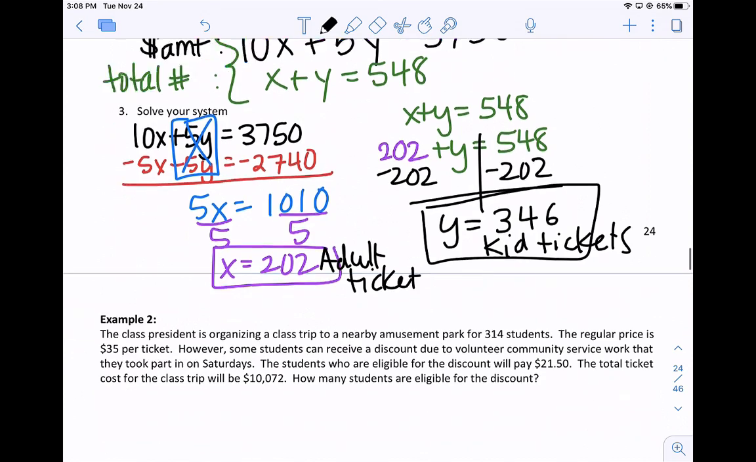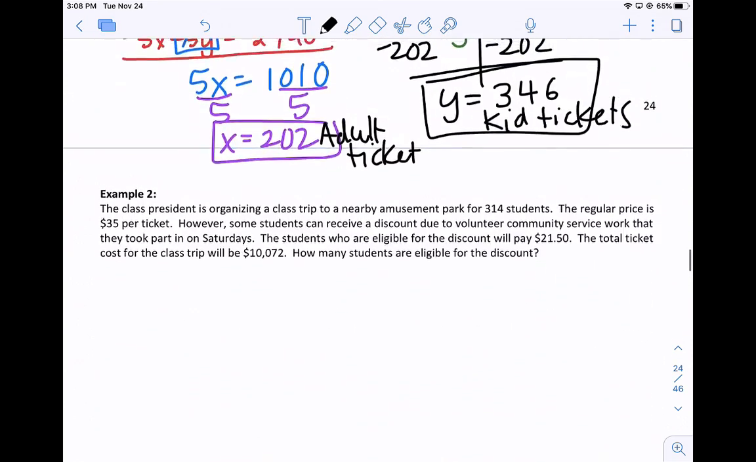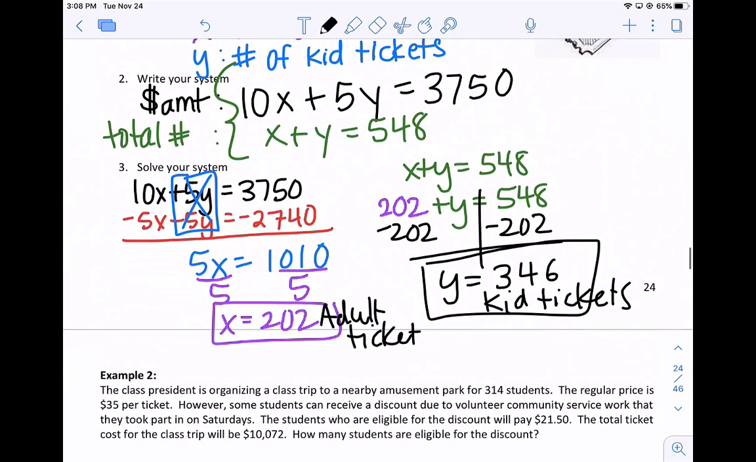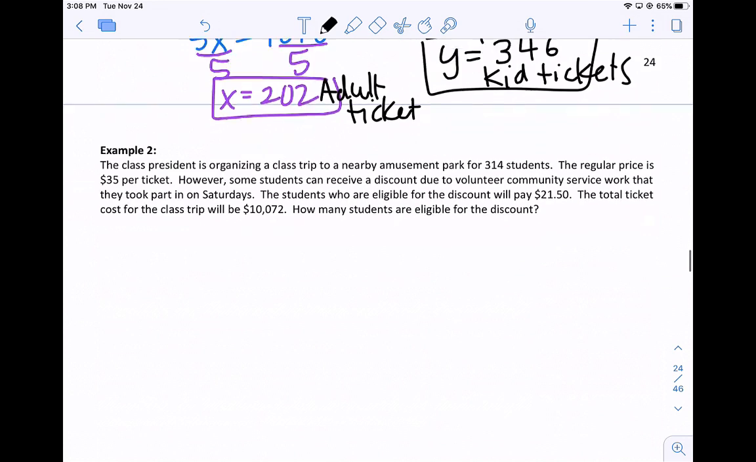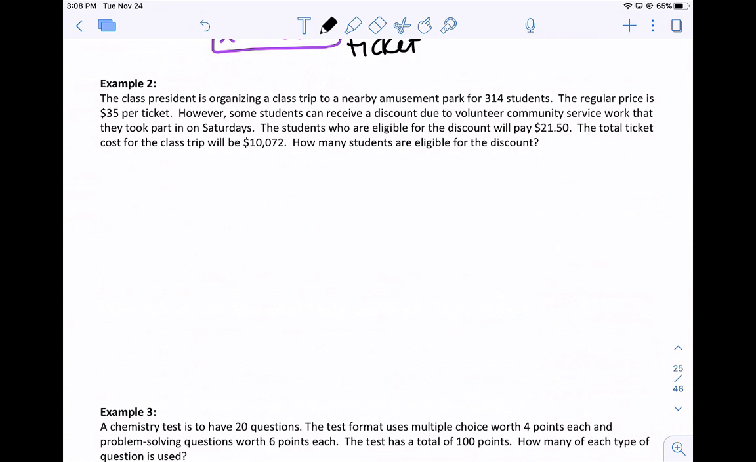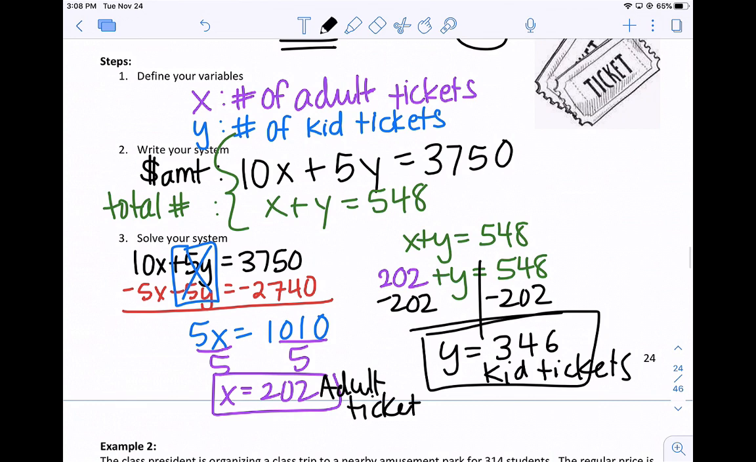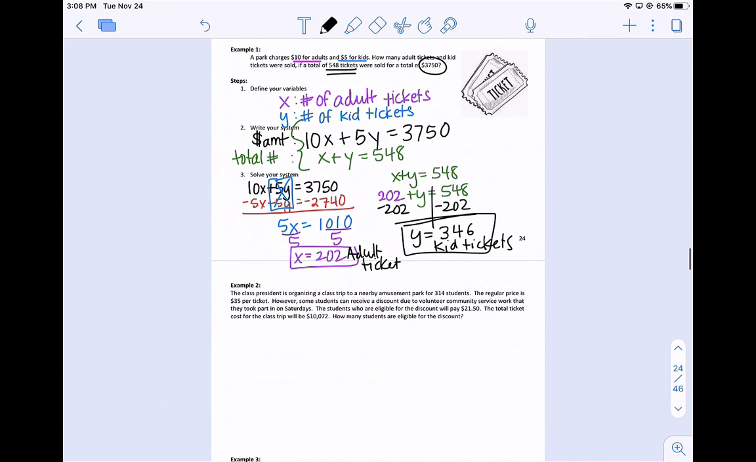All right, well, let's just do a few more. Again, I'll show them using elimination. You could definitely graph it. You could definitely use substitution as well. All right, so example 2. The class president is organizing a class. Oh, we should talk about what this means. This means if we were to graph these two lines, they would meet at one spot, and they would cross at 202, 346. And you could graph it if you wanted to see it.